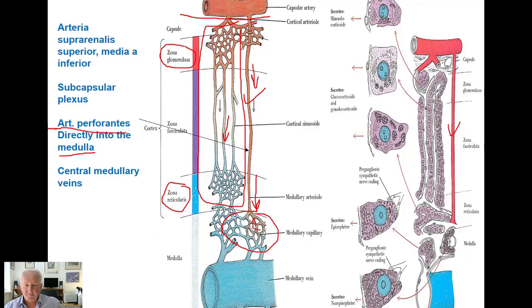And what's the second typical sign on the slide? We will see in the medulla typical big veins. Medullary veins are seen in the center of the medulla of the suprarenal gland.